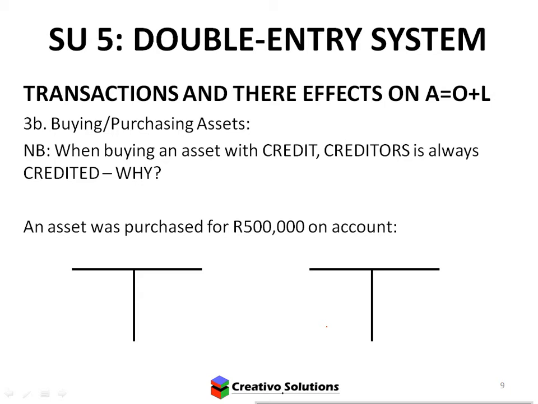Okay, so the rule says, if I buy or purchase an asset and I'm using credit, then my creditors are always going to be credited. That's the rule. You can study that, or you can apply the 6 rules that you've got on that golden rule page. So let's highlight what stands out here. An asset was purchased for 500,000 on account. Yes, the whole thing.